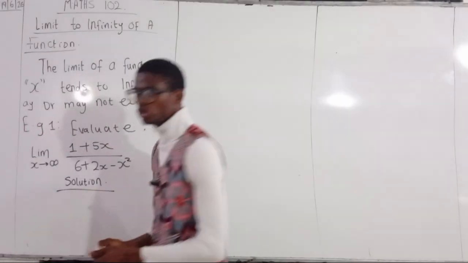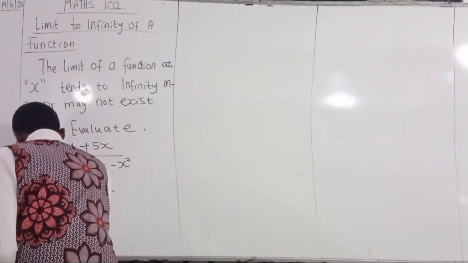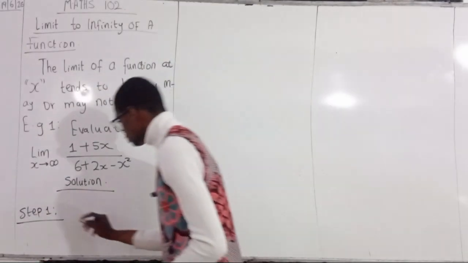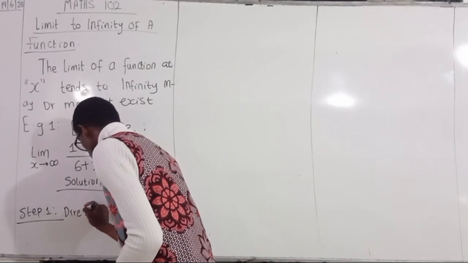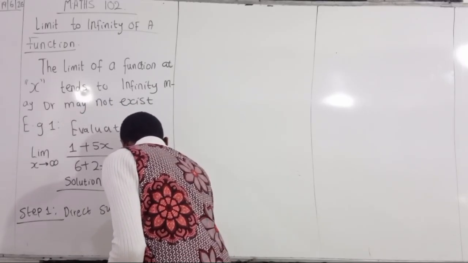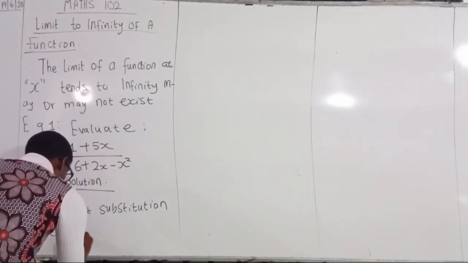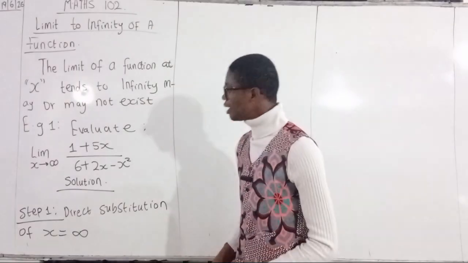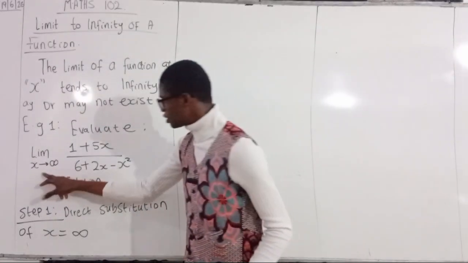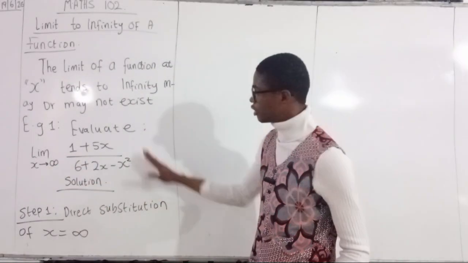I hope we remember the solution we did in the last class. Step 1 is what? It's supposed to be direct substitution of x as infinity. That's usually the first step in solving any limit at all. You directly substitute the value that x tends to into the equation or the function.